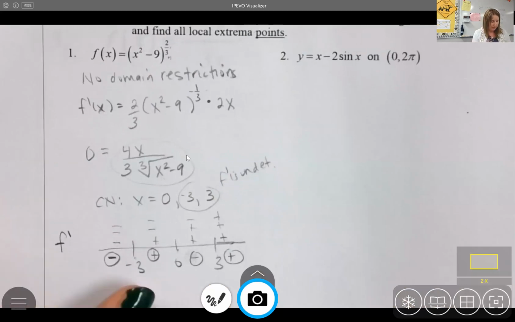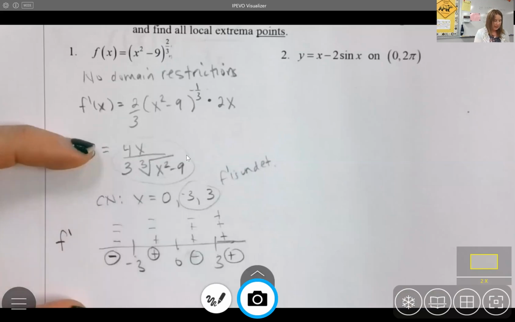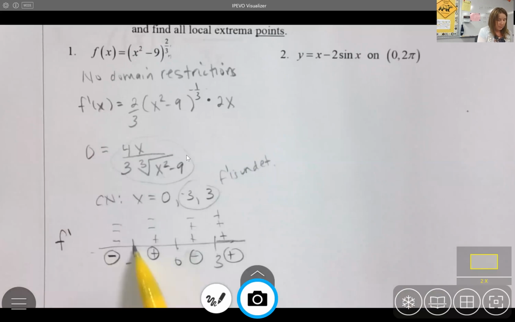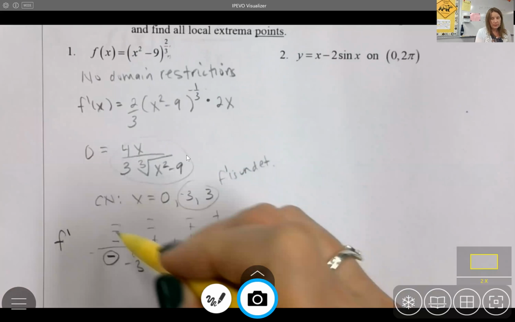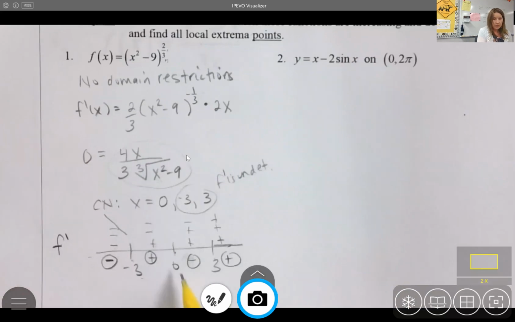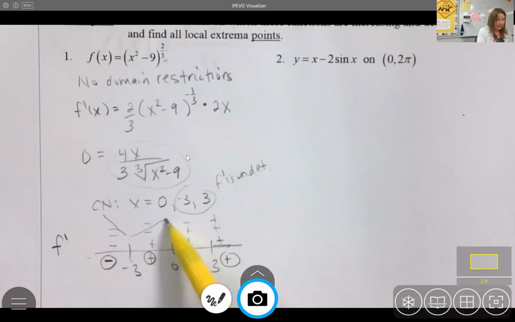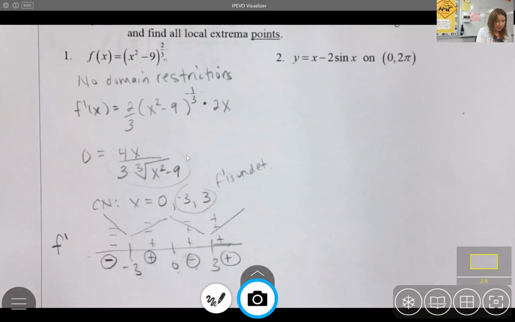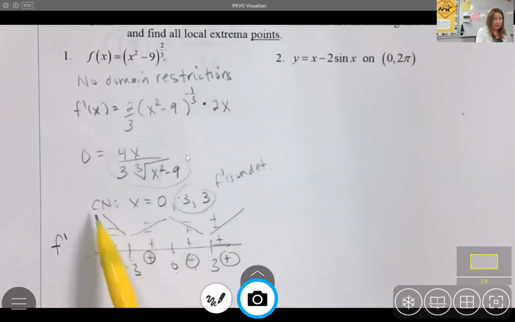So this is my F prime number line. Now I can look at this and say, okay, between -infinity and -3, my derivative is negative, which means it's going downhill, right? And between -3 and 0, it's positive, so that means it's going up. At 0, it's negative again, so then it's going down. And at 3, it's positive again, so it's going up. So my original graph is going to look something like this, okay?